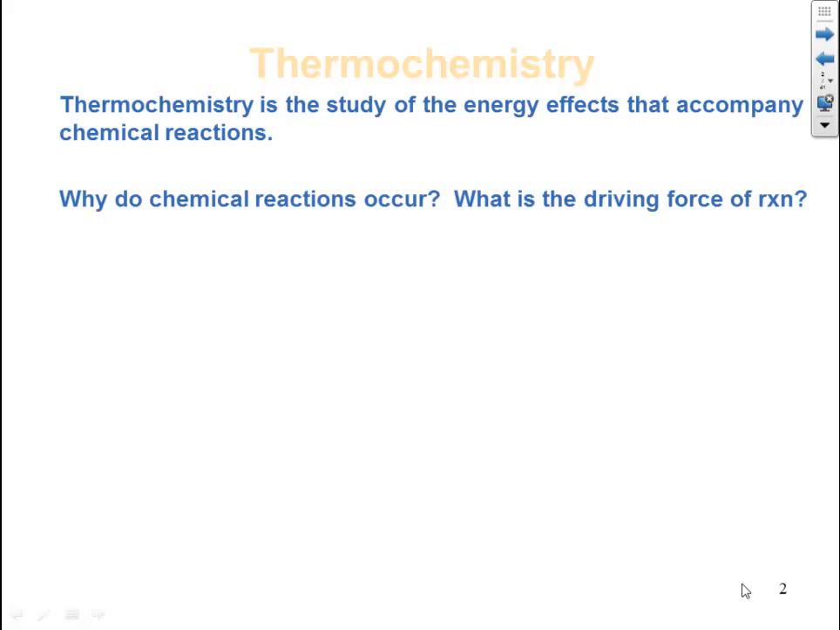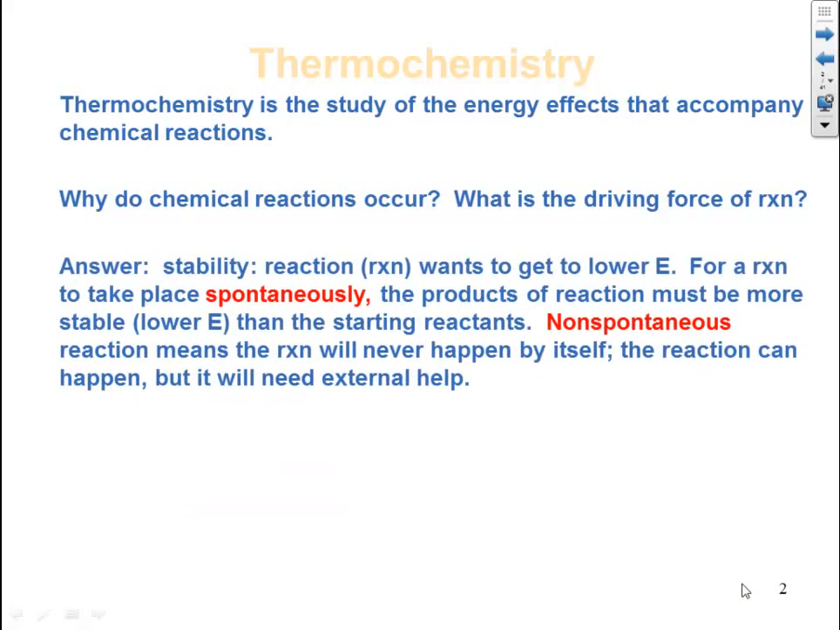Why do chemical reactions occur? What is the driving force of a reaction? Well, the answer is stability. Reaction wants to get to low energy. For a reaction to take place spontaneously, the products of the reaction must be more stable at a lower energy than the starting reactants. A non-spontaneous reaction means the reaction will never happen by itself. The reaction can happen, but it will need some external help to make it happen.